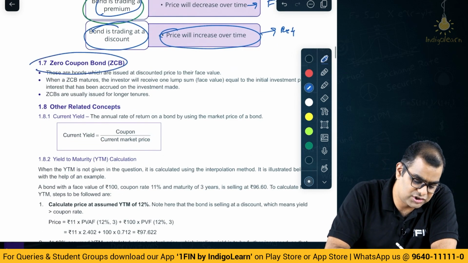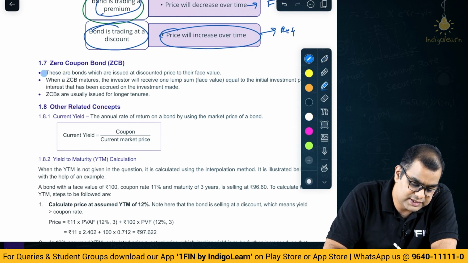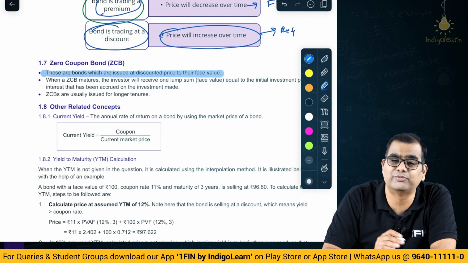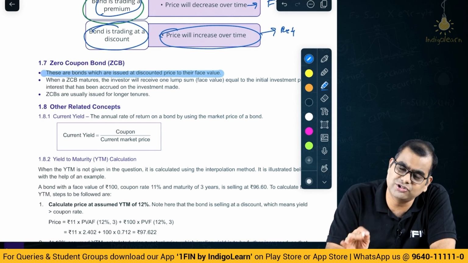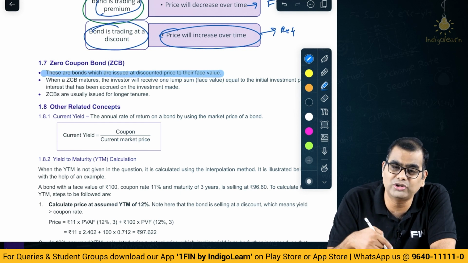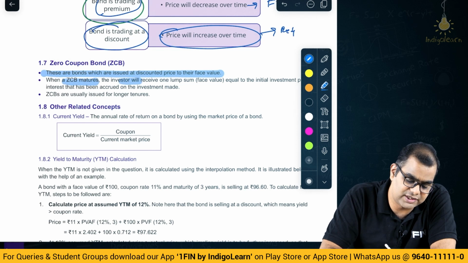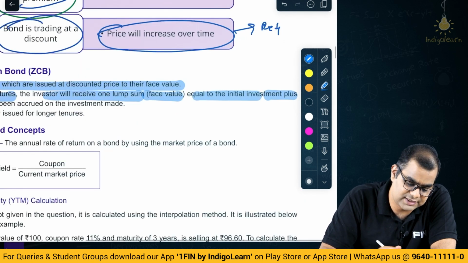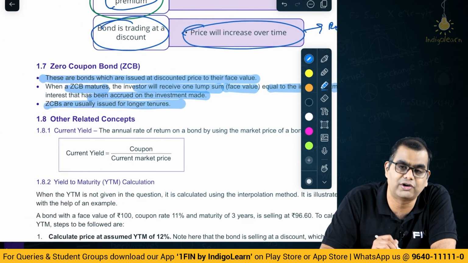Now, there is something called a zero coupon bond. What is a zero coupon bond? These are bonds which are issued at a discount to face value. Basically, there is no coupon. So, there is no coupon, it is just 1000 rupees, or 100 rupees is the face value, and it is issued at a discount. So, the interest accrues on the discounted value. When a ZCB matures, the investor will receive one lump sum which is face value, equal to the initial investment plus interest that has accrued on the investment made. ZCBs are usually issued for long tenure.